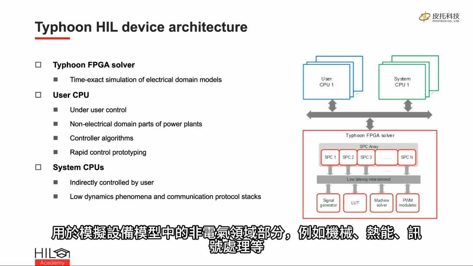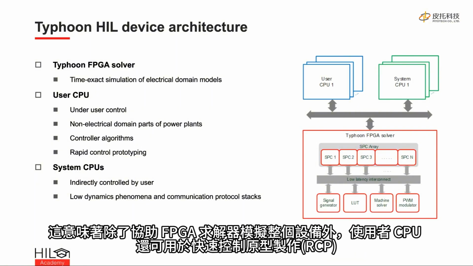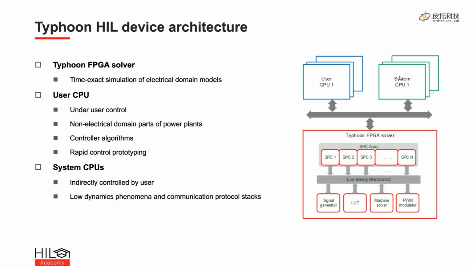It is used for simulating non-electrical domain parts of the plant model: mechanical, thermal, signal processing, among others. It can also be used for developing plant controller algorithms. This means that in addition to assisting the FPGA solver in simulating the full plant, the user CPU can be used for rapid control prototyping.